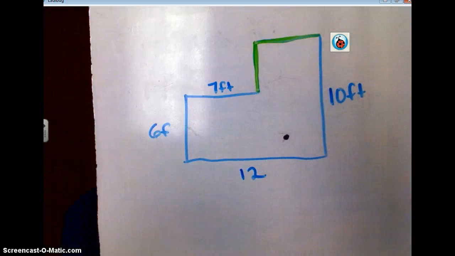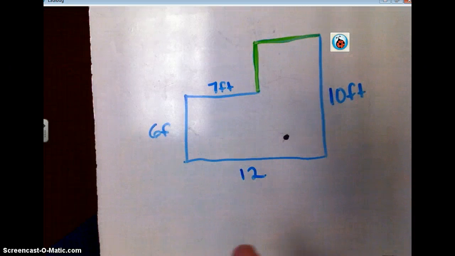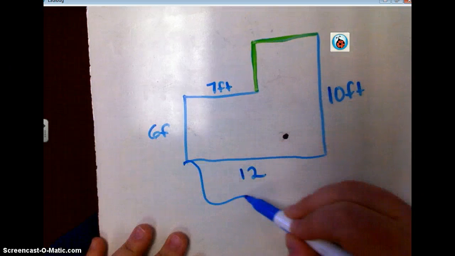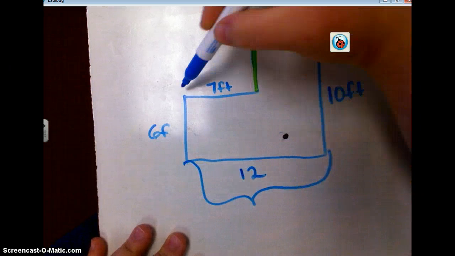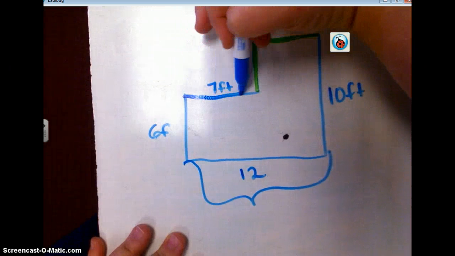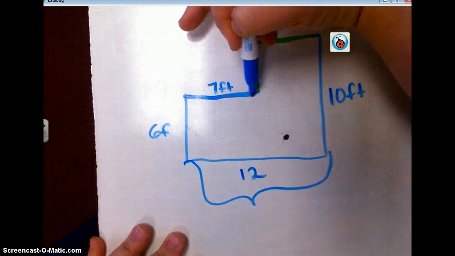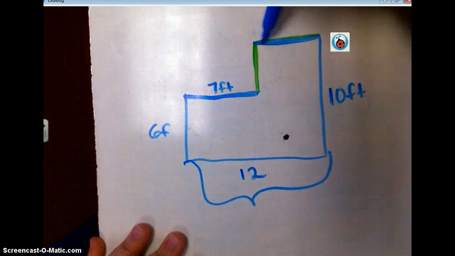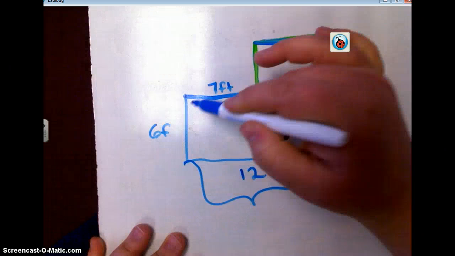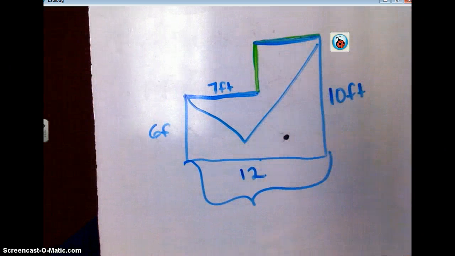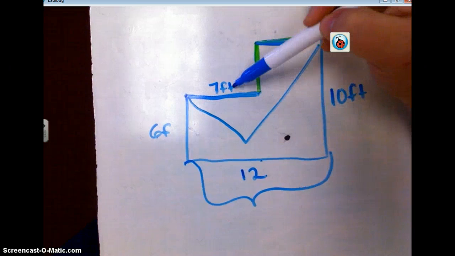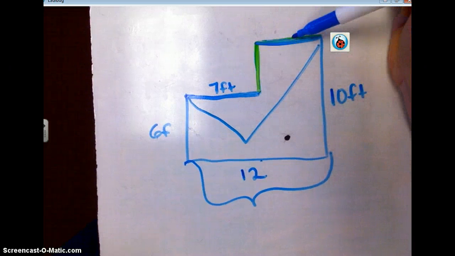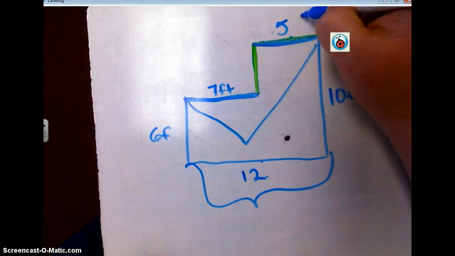Because we know that if I were to expand this shape to make it a full rectangle, opposite sides would have to be the same, right? Okay? So if this whole side is 12, this whole side here, this part here, and this top part here have to equal the same length as the opposite side. Okay? So if this is 7, what does this have to be? It has to be 5 feet.